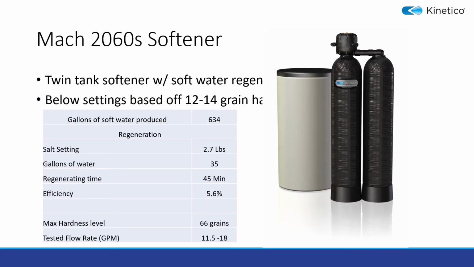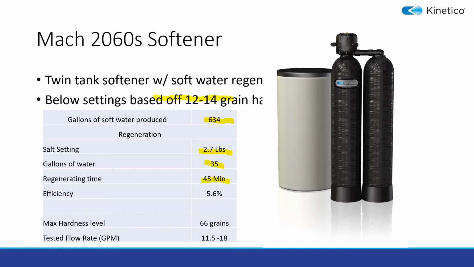The first model in the series is the Mach 2060 softener. It's a non-electric twin tank softener with soft water countercurrent regeneration. The unit can be used on well water or city water, so it is effective in removing hardness as well as ferrous iron. Now, depending on your hardness level, that will determine how much soft water is produced before a regeneration happens. Based off 12 to 14 grain hardness, the unit will produce 634 gallons of soft water before the regeneration is initiated. During the regeneration, the unit will use 2.7 pounds of salt, 35 gallons, and take 45 minutes.